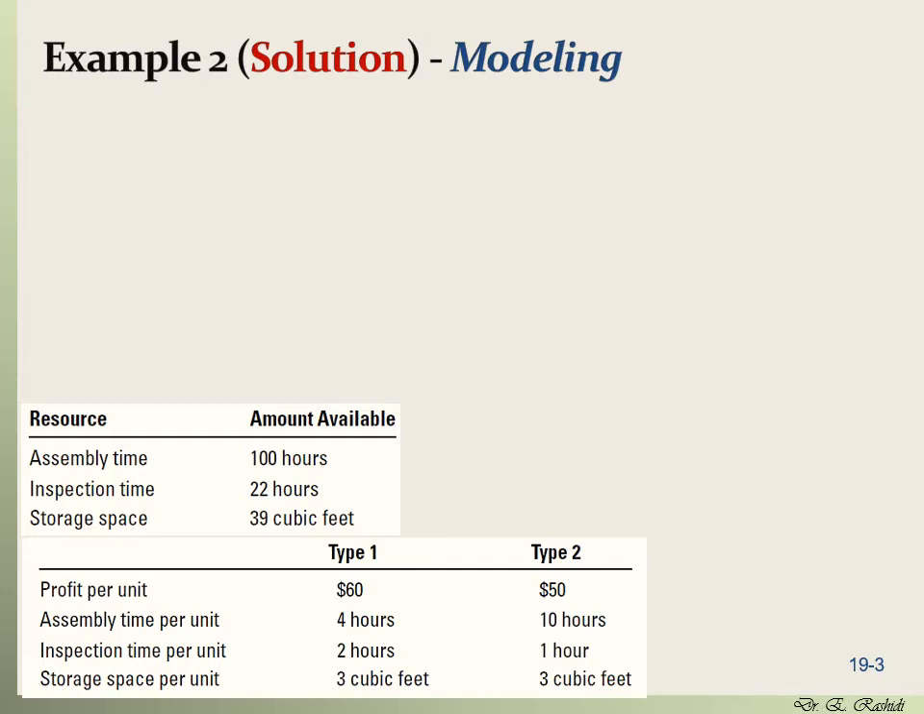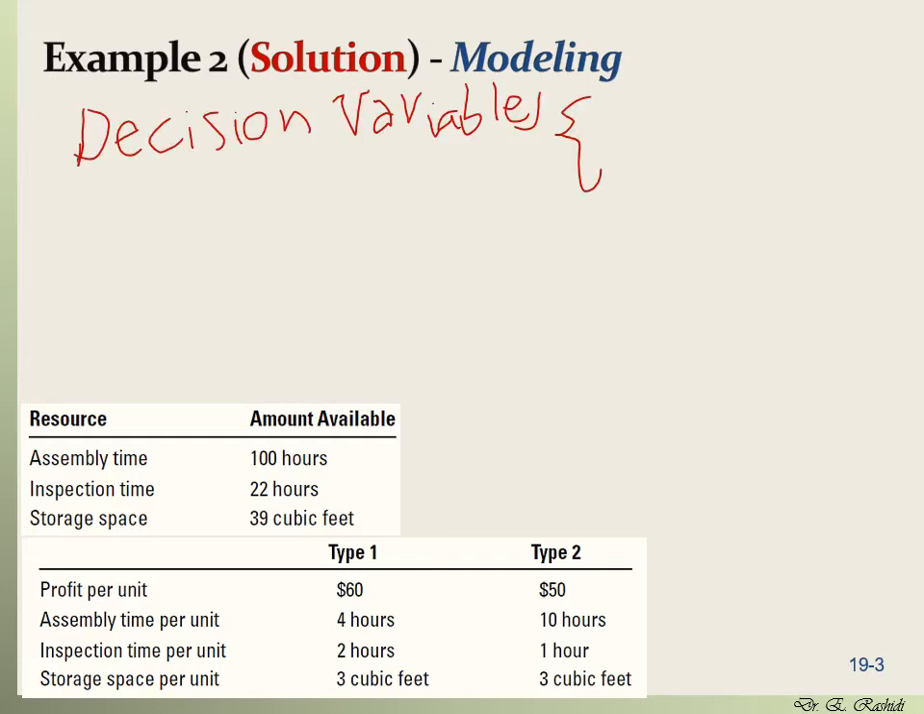So we start off by defining the decision variables. The company wants to produce two types of computers, type 1 and type 2. So the quantities of production of type 1 and type 2 are the decision variables. I'm going to say x1 is the quantity of production of type 1 computer, and x2 is the quantity of type 2 computer.